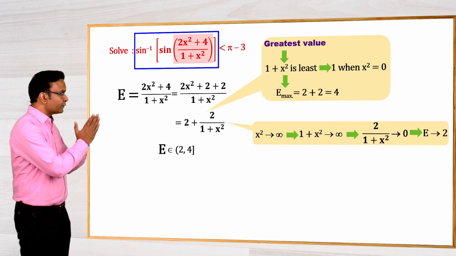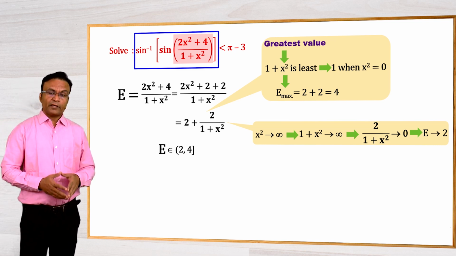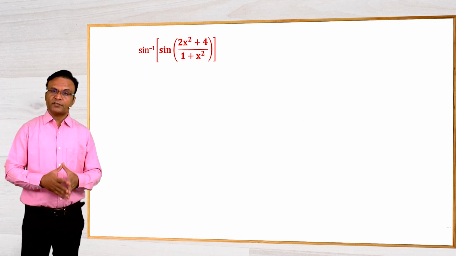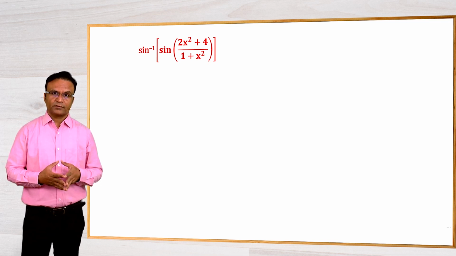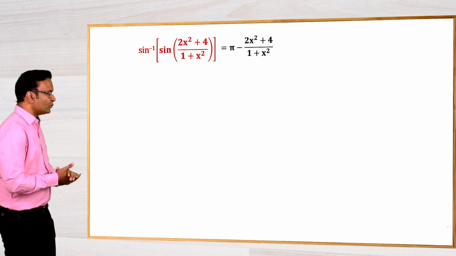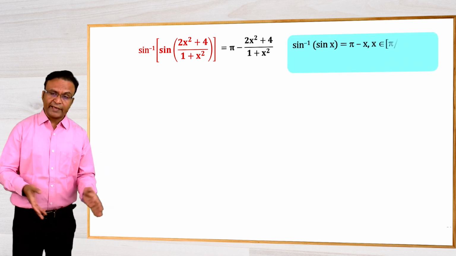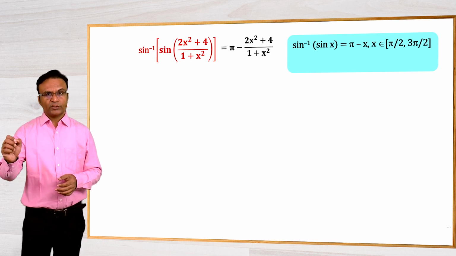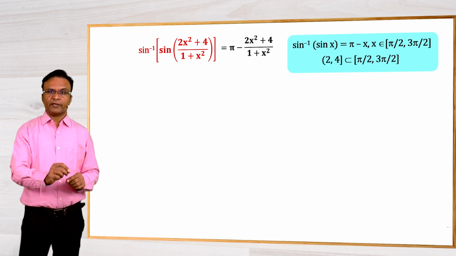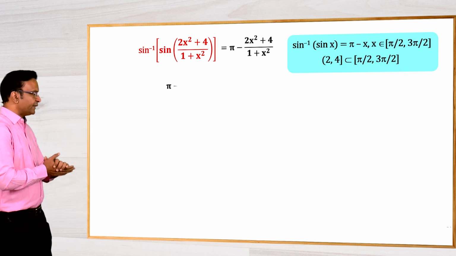So now we have a value of expression. Okay. Now for these values of expression, what will be the principal value of LHS. The principal value will be pi minus (2x square plus 4 upon 1 plus x square), because sin inverse of sin x is pi minus x when x belongs to pi by 2 to 3 pi by 2, and 2 to 4 is subset of pi by 2 to 3 pi by 2. So we have now this inequality.